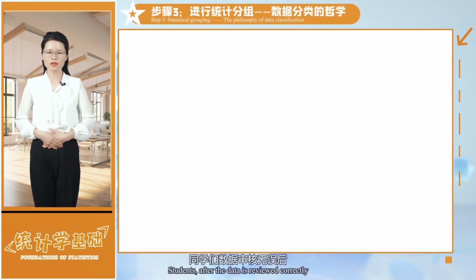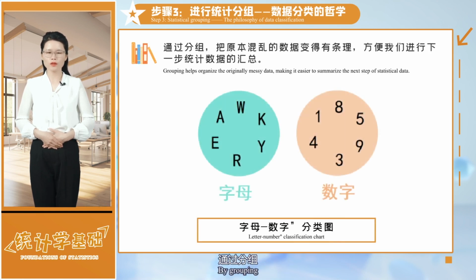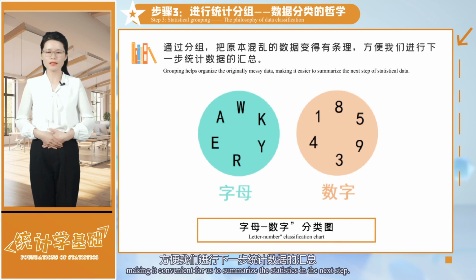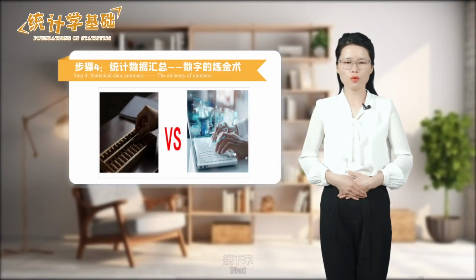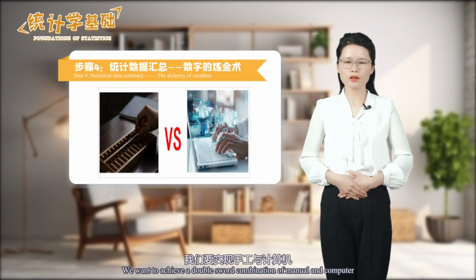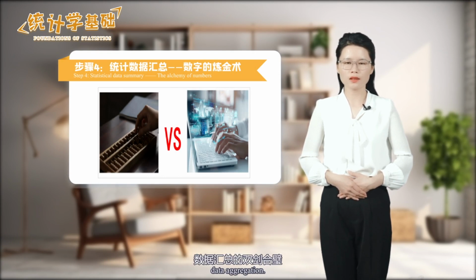Students, after the data is reviewed correctly, we also need to group the data, turning messy data into order, making it convenient for us to summarize the statistics in the next step. Statistical grouping is not cutting the cake. Instead, use the magic cutting technique to reveal the true form of the data. Next, we need to base our work on data classification. Aggregate the data. In the era of big data, we want to achieve a double-sword combination of manual and computer data aggregation.